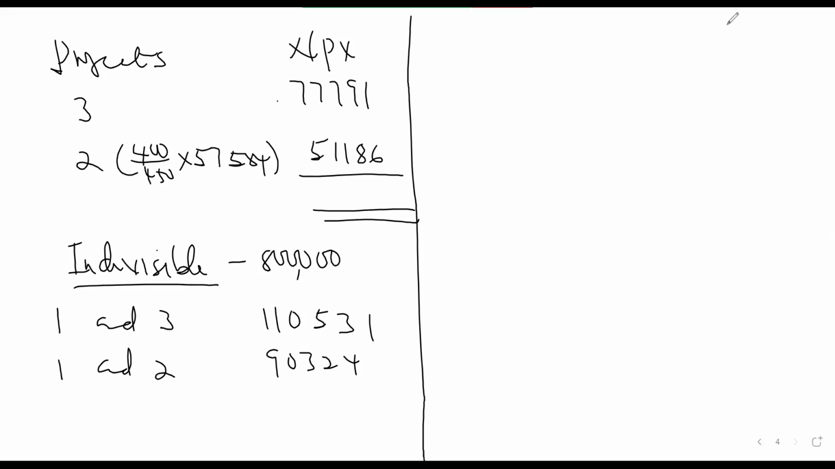Okay. So which of these projects should we undertake? The best combination will be 1 and 3, isn't it? The best combination will be 1 and 3. You pick the combination that will be giving you the highest NPV.